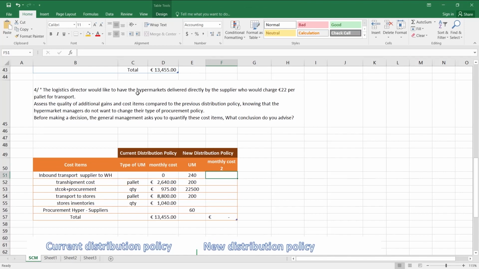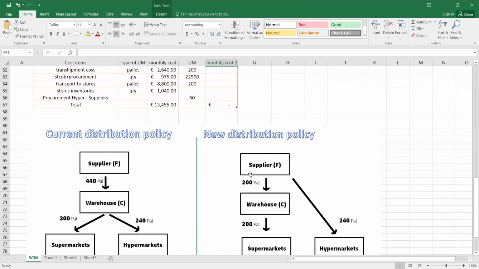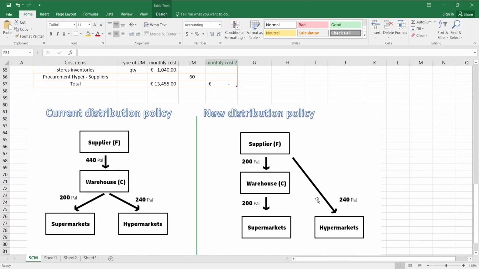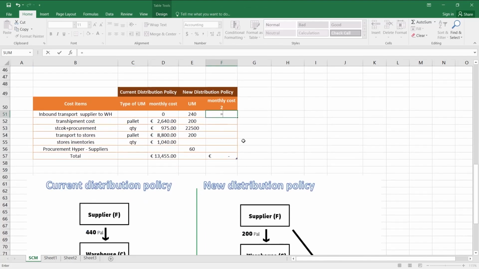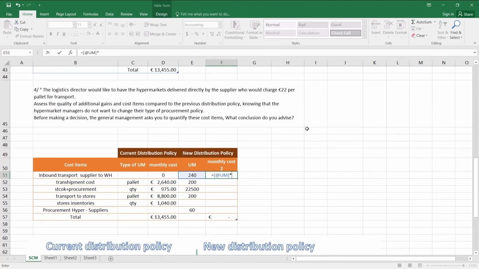Here we have been told that if the supplier is going to deliver the hypermarkets directly, he is going to charge 22 euro per pallet for the transport. Okay, so the calculations are easy. For the inbound transport from the supplier to the hypermarket, it is going to be 240 pallets, this is the volume, times the 22 euro, and that will give us 5,280 euro.